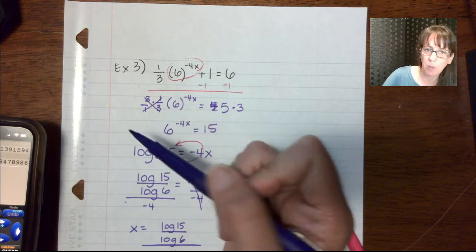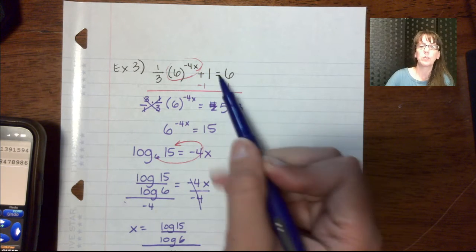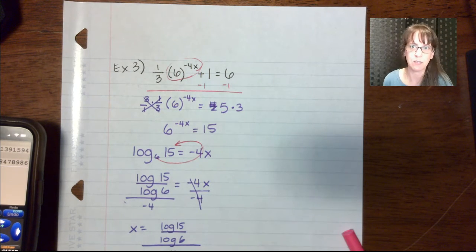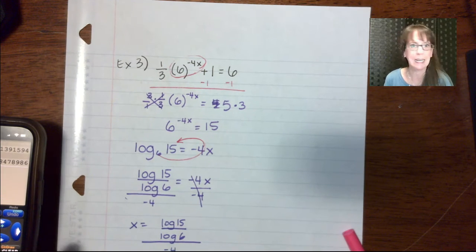And sure enough, if we were to plug that number into here, 6 to that power, and then we would multiply that by 1/3 and add 1, we would get a number that's very, very close to 6. So maybe like 5.99 something.